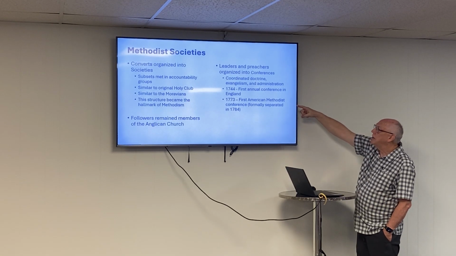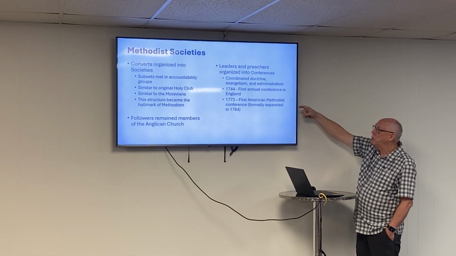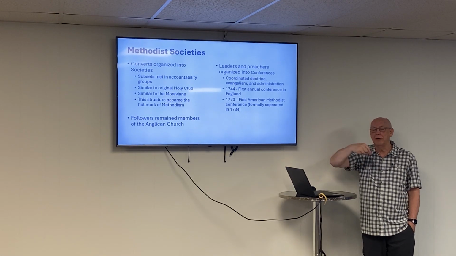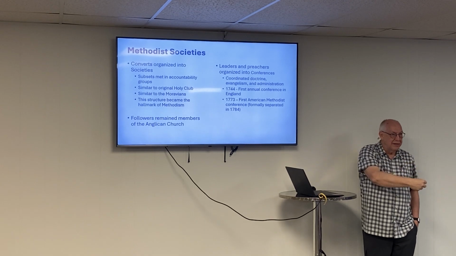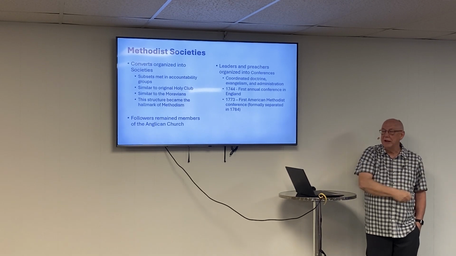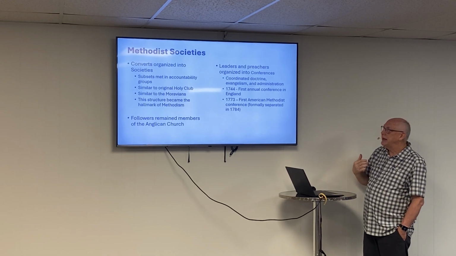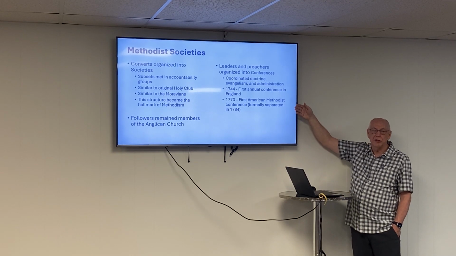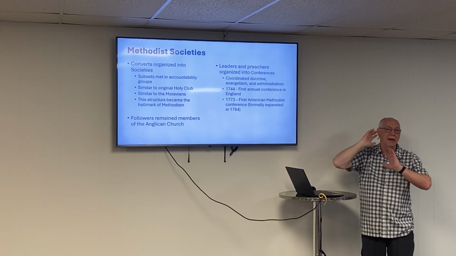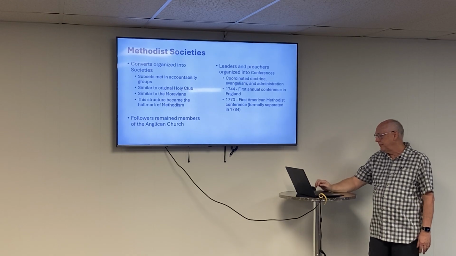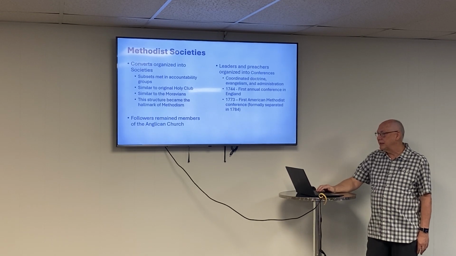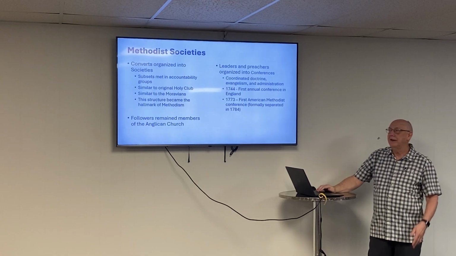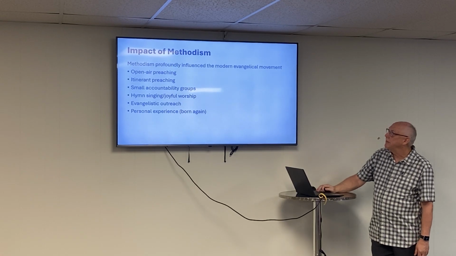1773 was the first American Methodist Congress, which formally separated the American Church from the Methodists in England. John Wesley said that was okay to separate that church from the Church of England because it was just too hard to manage them across the pond. So they did separate formally in 1784. Then eventually in England they also separated.